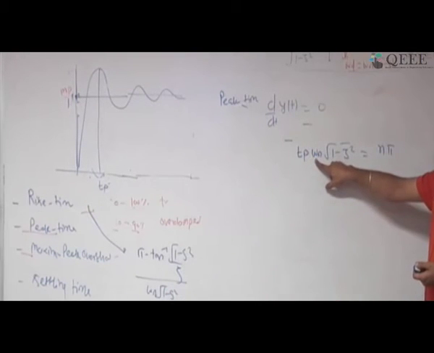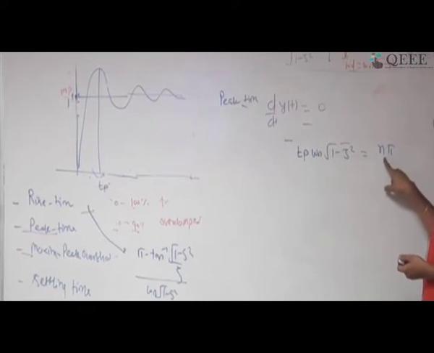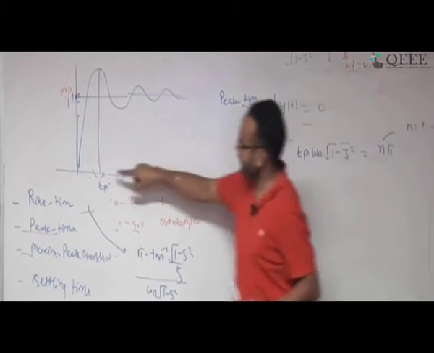T_p times omega n times root of 1 minus zeta square equals n pi. N is some constant, it will vary 1, 2, 3, 4. Okay, if you take n equal to 1, this is going to be the first maxima.